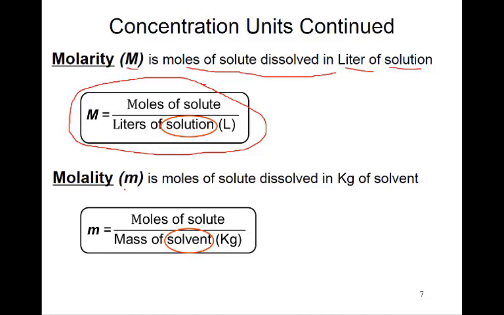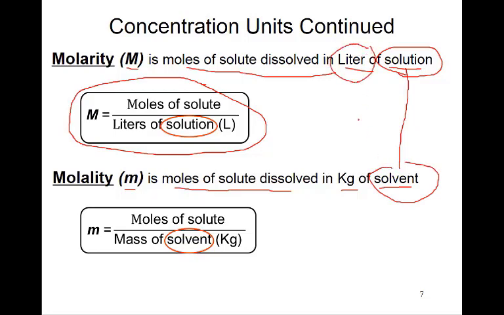Molality is represented by small m, that is moles of the solute dissolved in kilogram of only solvent. Now see the difference here. This is solution and this is solvent. Solution means solute plus solvent, the total, and this is only the solvent. Here this is liter because this is the volume, and here it is kilogram because it is mass. Capital M is molarity, small m is molality. So these are the differences. You have to learn them. It sounds the same, but it is not the same.